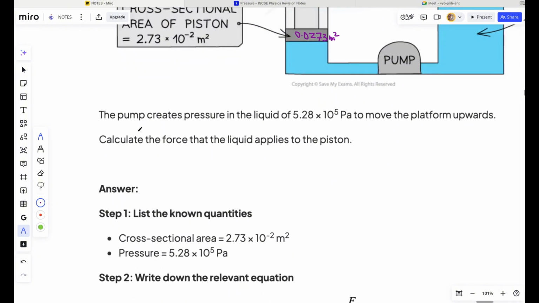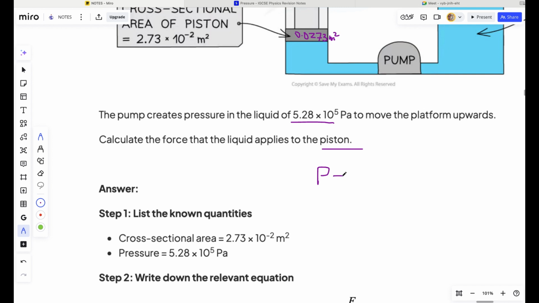Here is a question for calculation. The pump creates a pressure in the liquid. We'll be given a pressure of 528,000 Pascal to move the platform upward. Calculate the force that the liquid applies in the piston. You know the area has been given to us, right? Now we need to calculate the force. We know the area, we know the pressure.